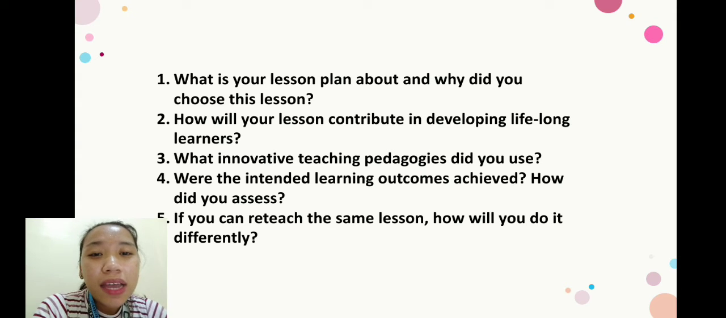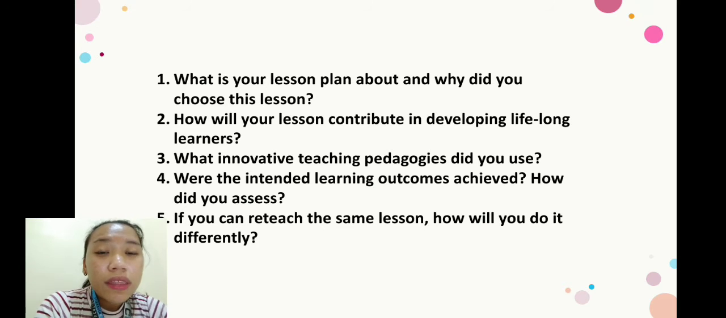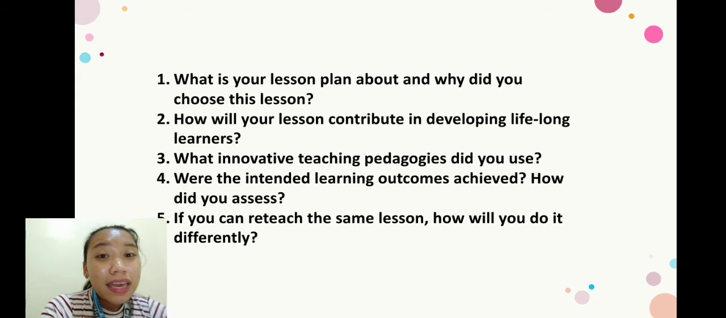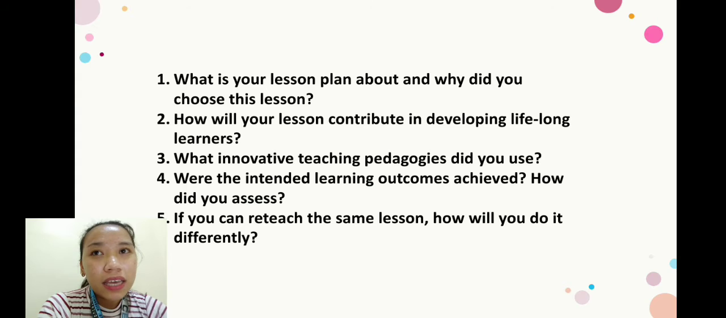So my lesson plan is all about the parts of the body, and I chose this lesson because I believe that teaching little ones to know, differentiate, and love their bodies is the top priority of an early childhood education teacher, since it plays a big and important role in their lives, because our body parts are very important as a human being, and it serves as part of our life.